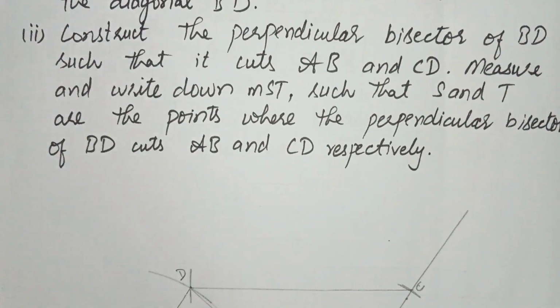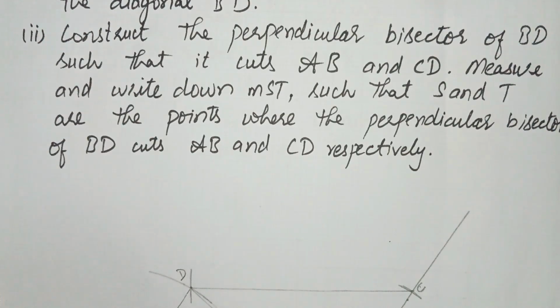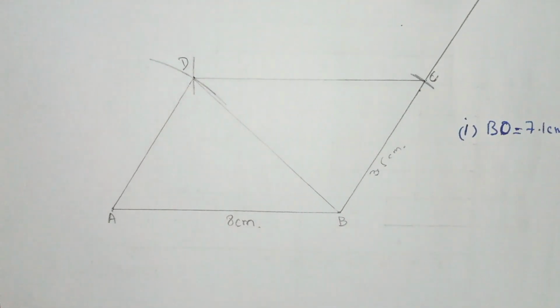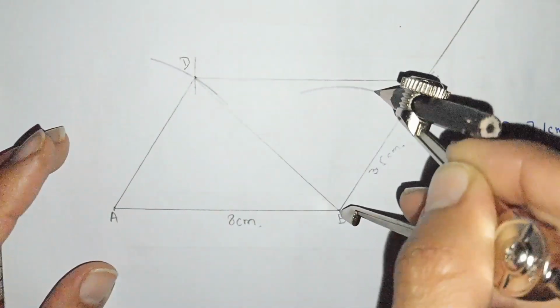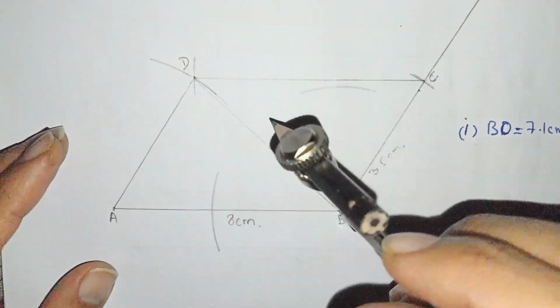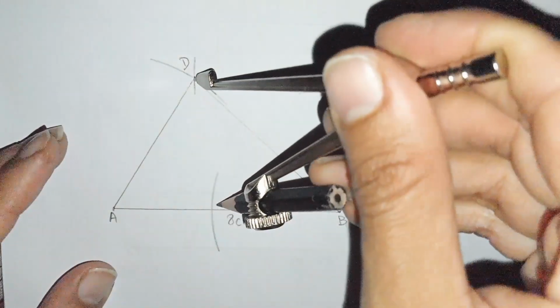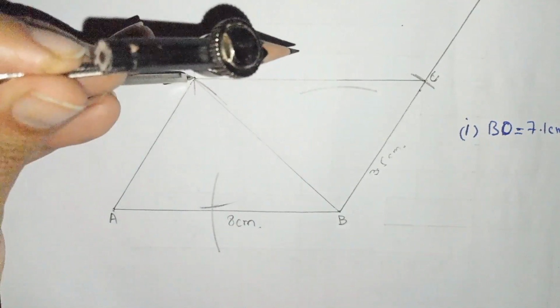Now, students, part number 2: construct the perpendicular bisector of BD such that it cuts AB and CD, and measure and write down the ST, such that S and T are the points where the perpendicular bisector of BD cuts AB and CD. First, I am drawing the perpendicular bisector of BD. Open the compass more than half. Then mark that point and this point. Place it at point D. Then mark those points.